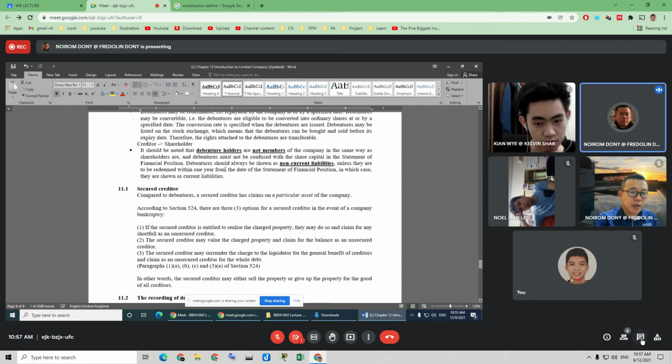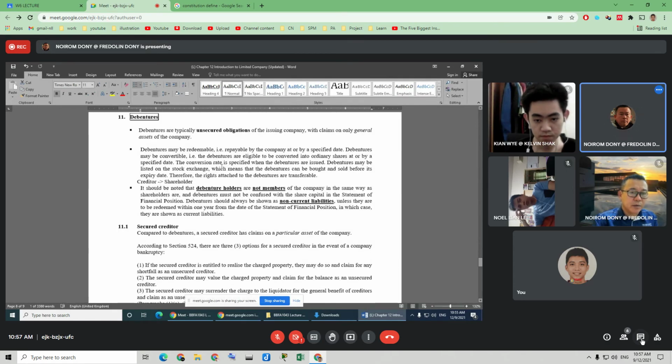Unsecured means they give a loan with no conditions. The company doesn't have to put any asset as collateral, no pawn. They can get the loan immediately. So that is secured versus unsecured.